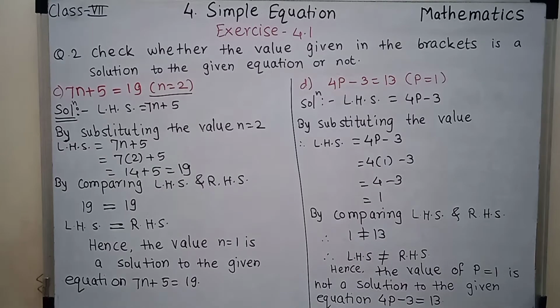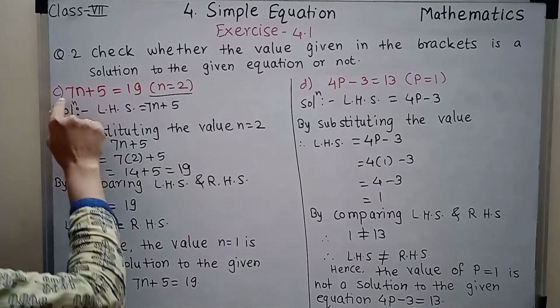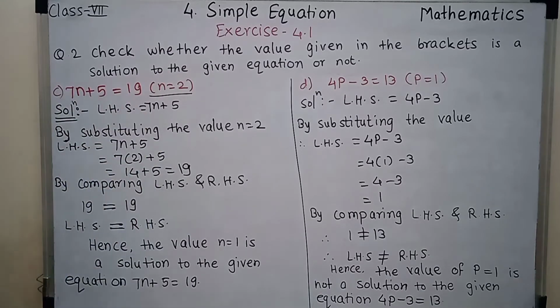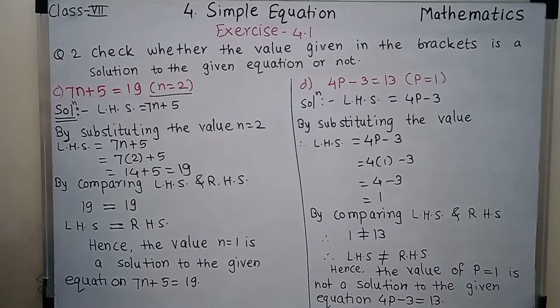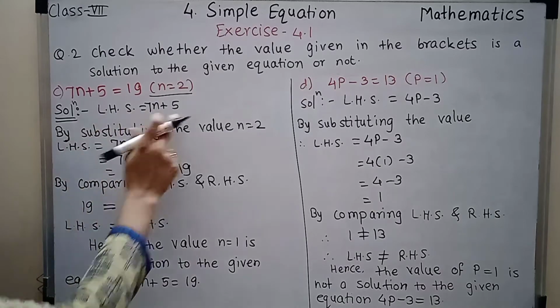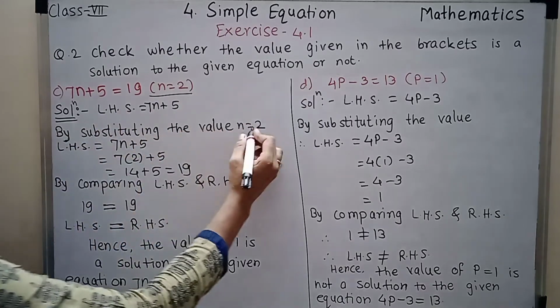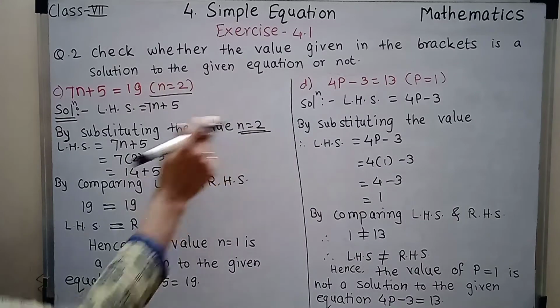Next question is question number 3c. 7n plus 5 equal to 19, with n equal to 2. We need to check whether n equal to 2 is a solution of 7n plus 5 equal to 19 or not. So LHS is 7n plus 5, by substituting the value n equal to 2, which is given. Substitute it and see.